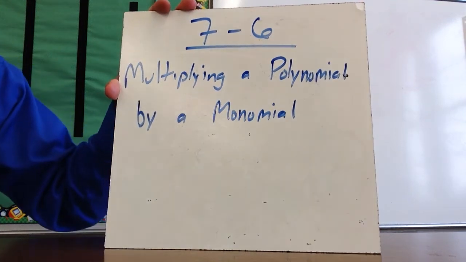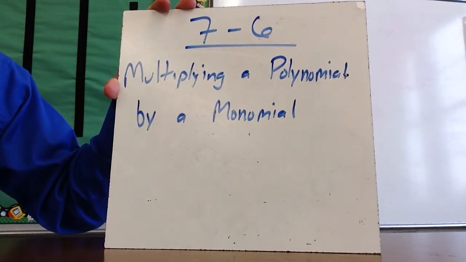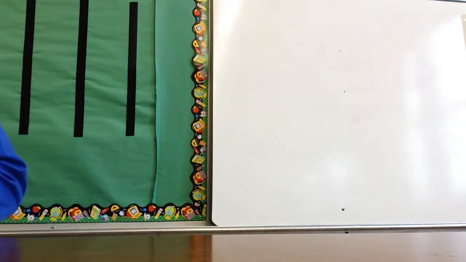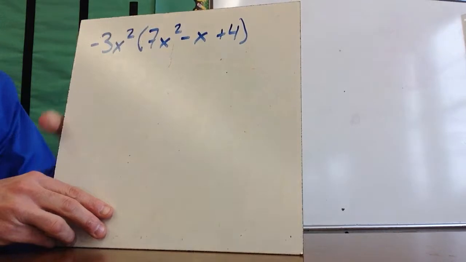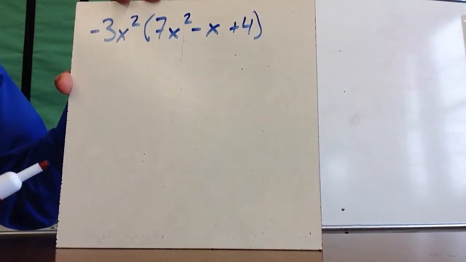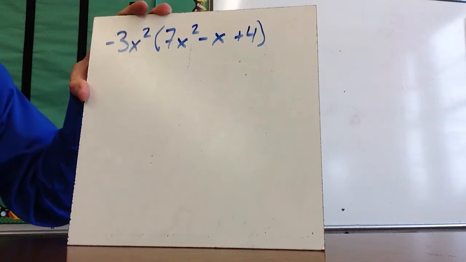This video will discuss Chapter 7.6, multiplying a polynomial by a monomial. One key thing to keep in mind here is that we are going to be using a lot of the distributive property as well as multiplying variables and exponents, all that.